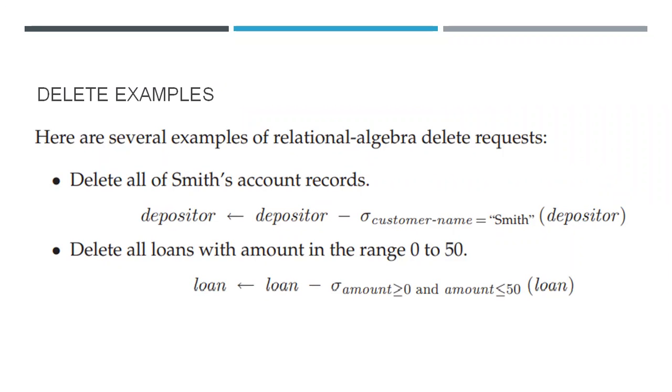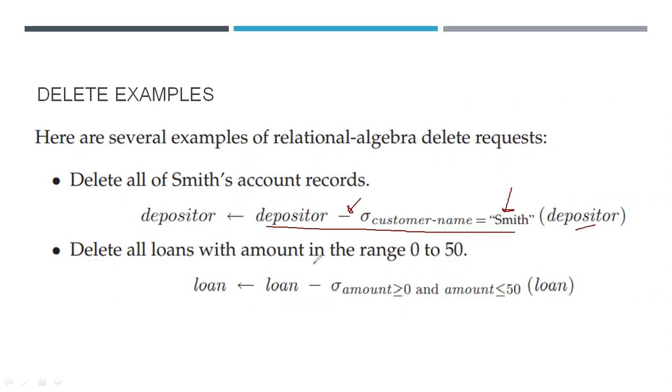Delete all of Smith's account records. Now depositor is the table from where we want to delete the account of Smith. Now you can see the query. depositor is depositor minus select all customers whose name is Smith from the table depositor. This means a customer named Smith will be deleted because of this minus.